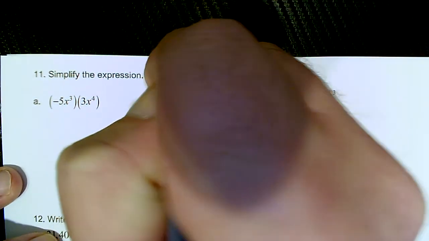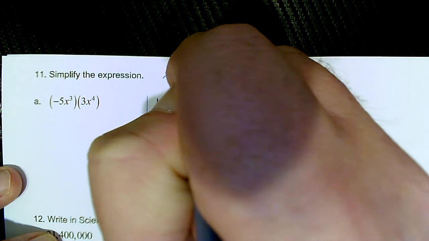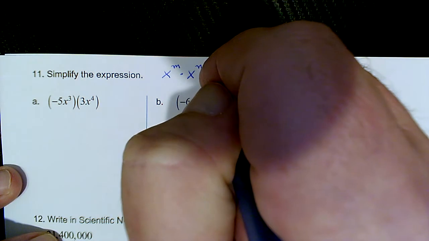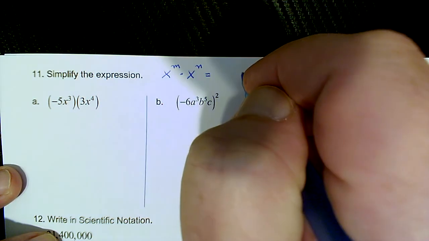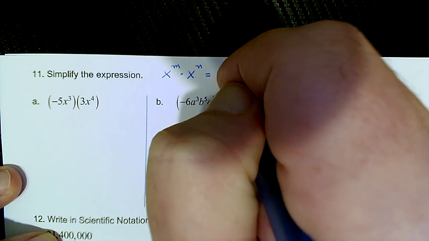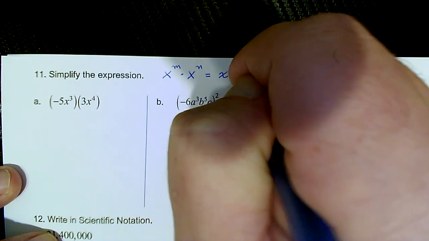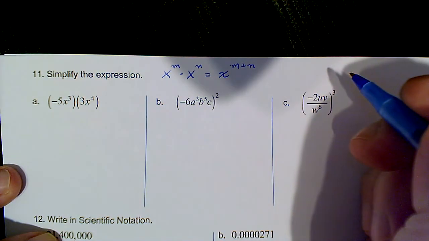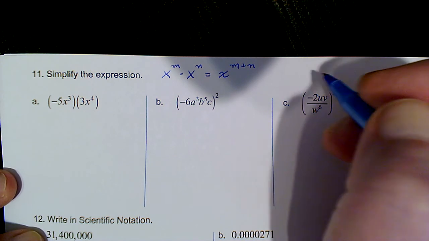Remember, first law to consider is the product rule for exponents. If we multiply bases, we keep the base and we add the exponents. So in general, x to the m times x to the n is x to the m plus n.